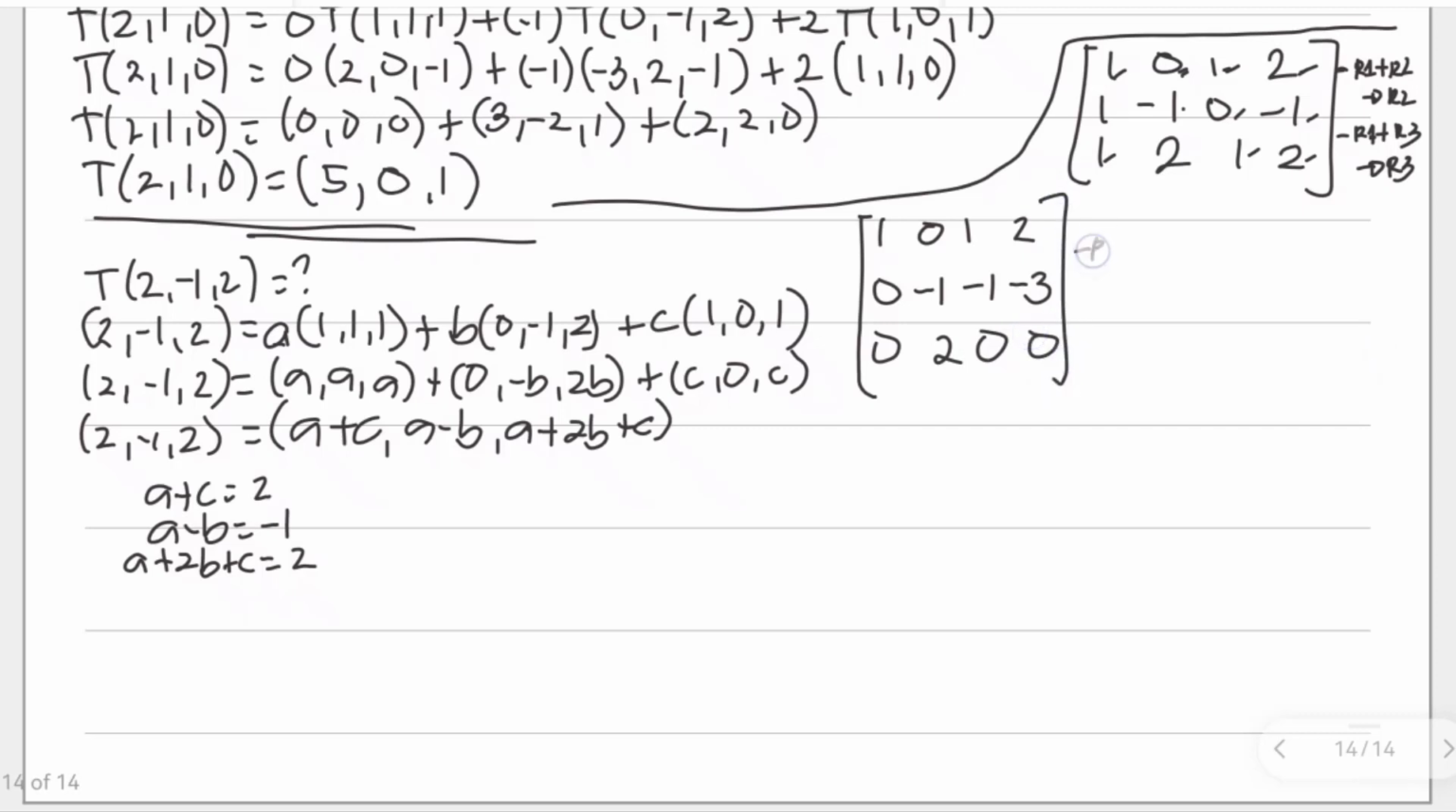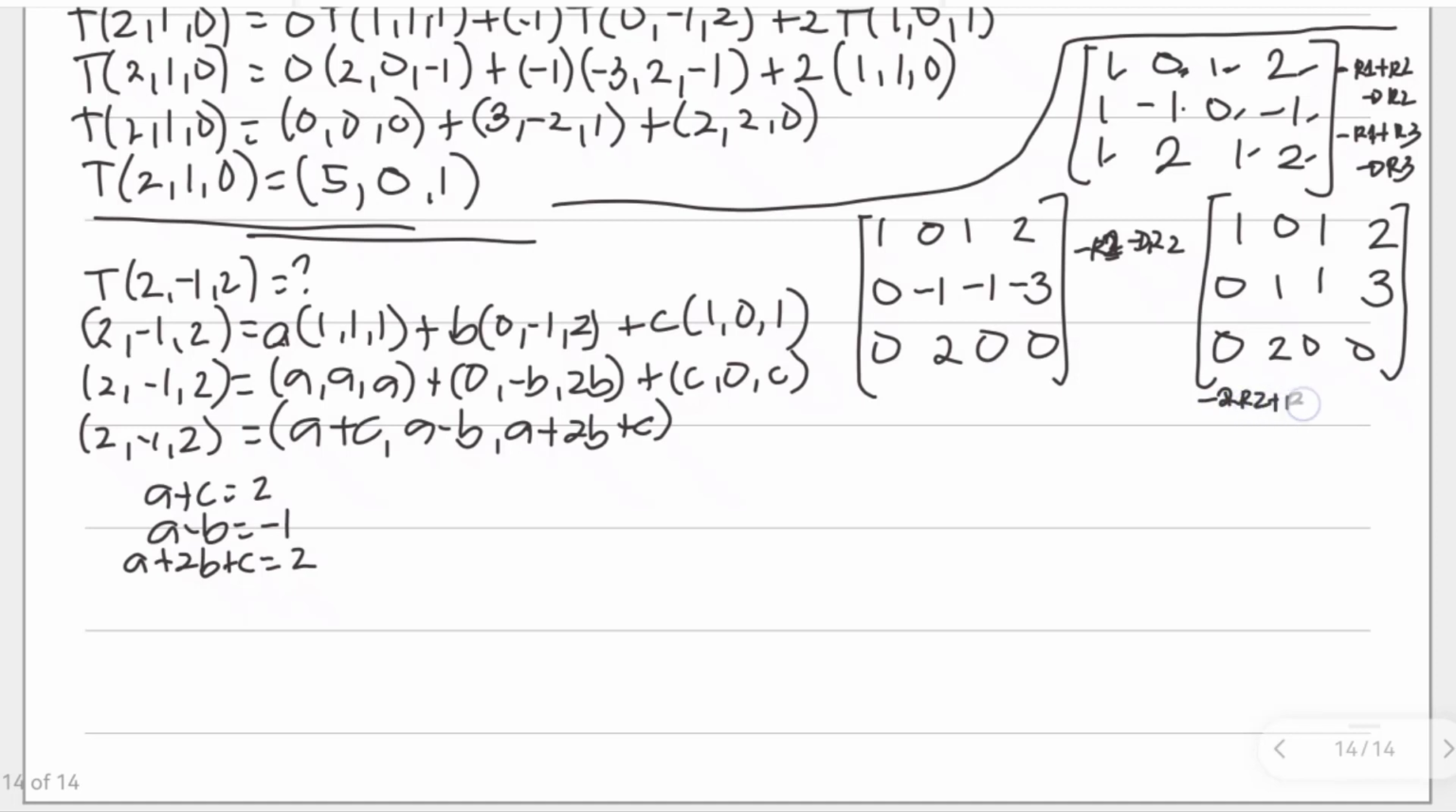Next, multiply negative 1 to R2 for a new R2. So 1, 0, 1, 2. These are all positive now: 3. 0, 2, 0, 0. Finally, make this 0 by multiplying negative 2 to row 2 plus row 3 for a new row 3.